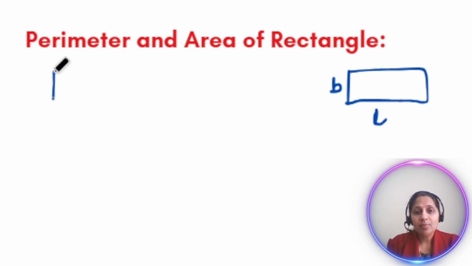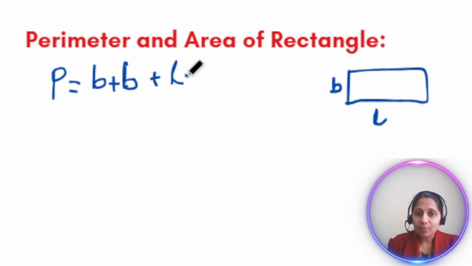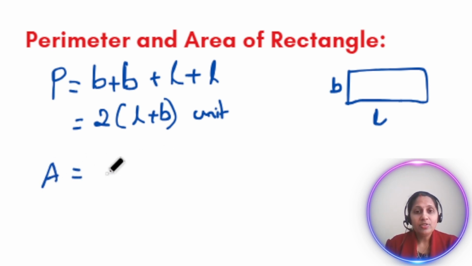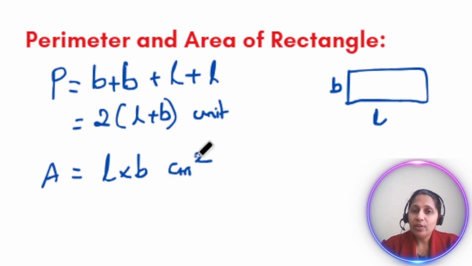What will be the perimeter now? Breadth plus breadth, length plus length. That will sum up all my outer sides. So it is nothing but 2 times L plus B units. And what will be the area? Row into column. So length into breadth, centimeter square. I hope you are clear with the area of a rectangle. This is the easiest of all.